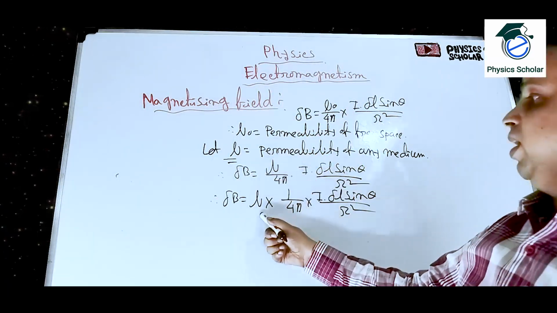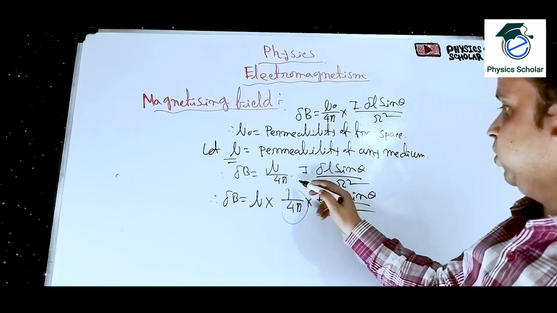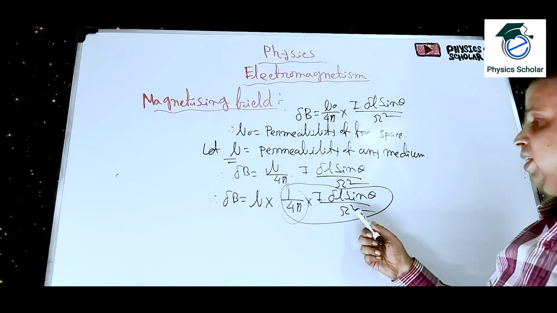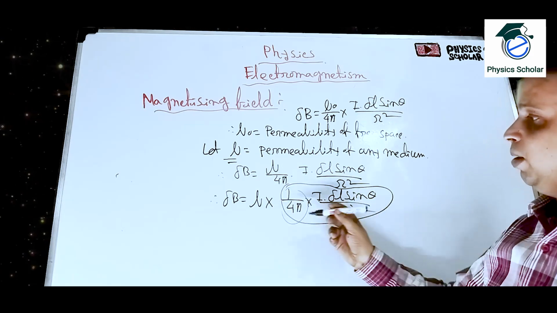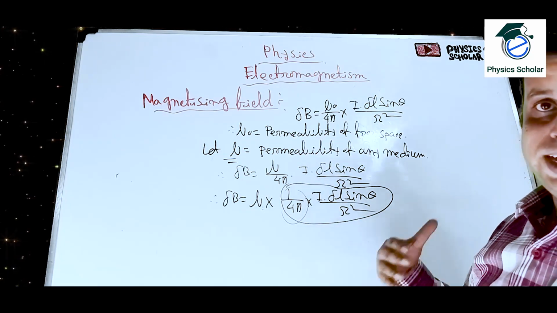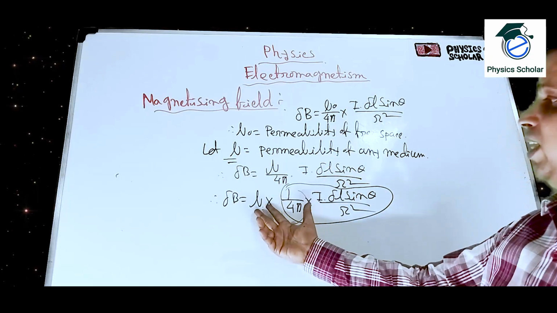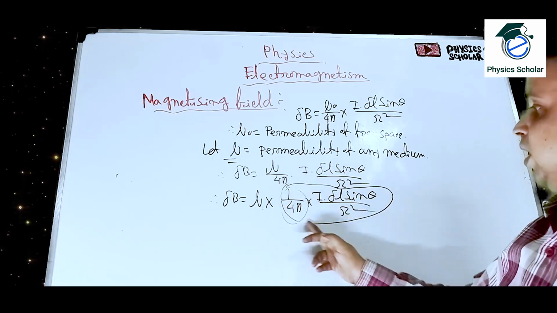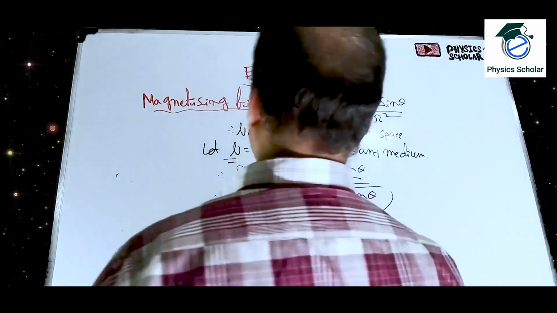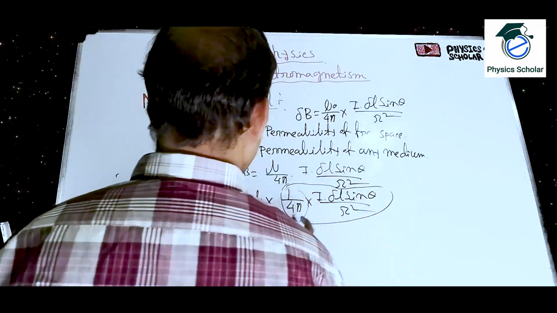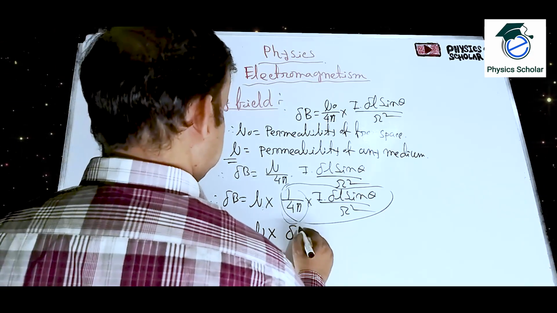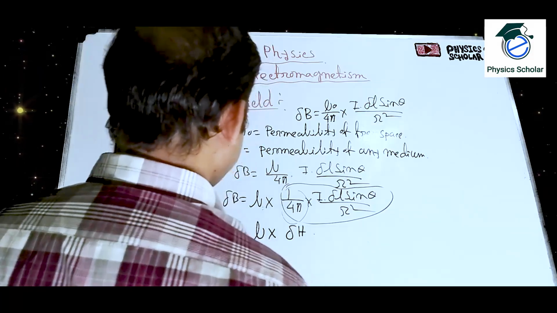So what we can actually see, mu 0 or mu whatever, 1 by 4 pi is constant. So 1 by 4 pi I delta L sin theta by r square is fixed for all the media. Only the value of mu, the permeability of any medium, will change. It will differ from medium to medium. But this part does not depend upon the medium. It is the same for all the media. This part is known as the magnetizing field. So delta B is equal to mu into delta H. Delta H is known as the magnetizing field.